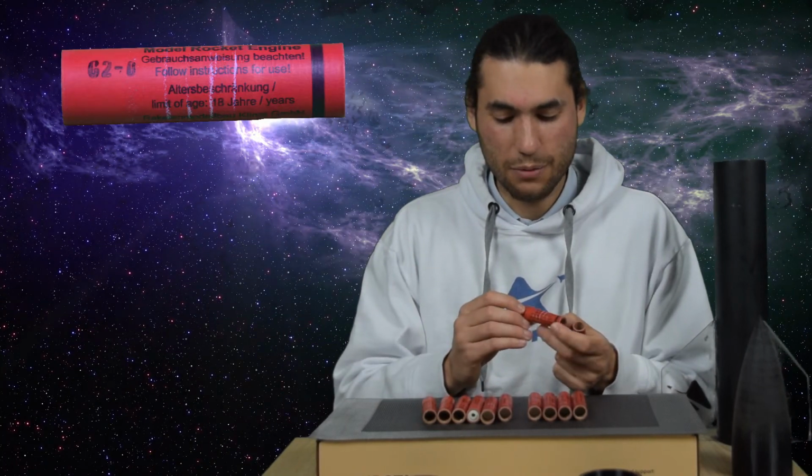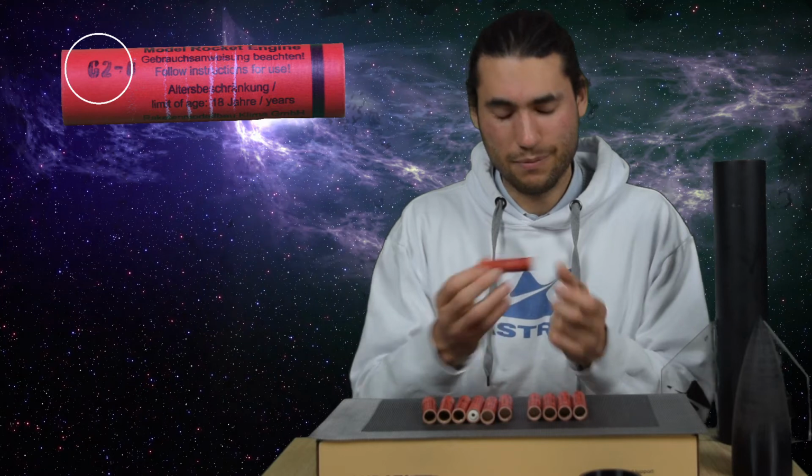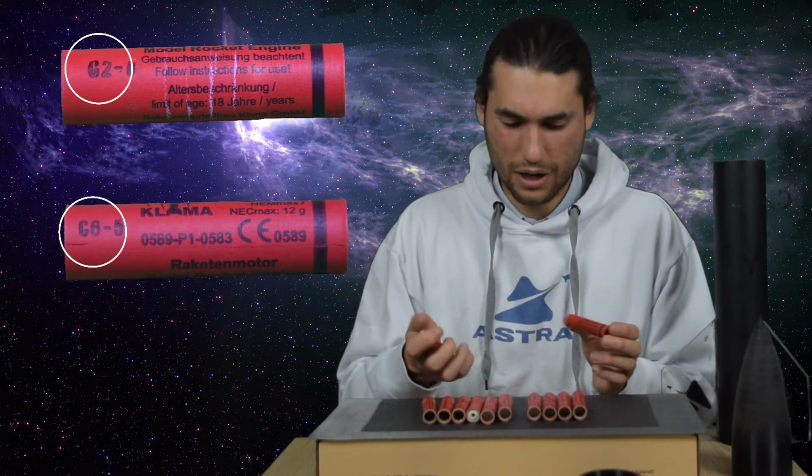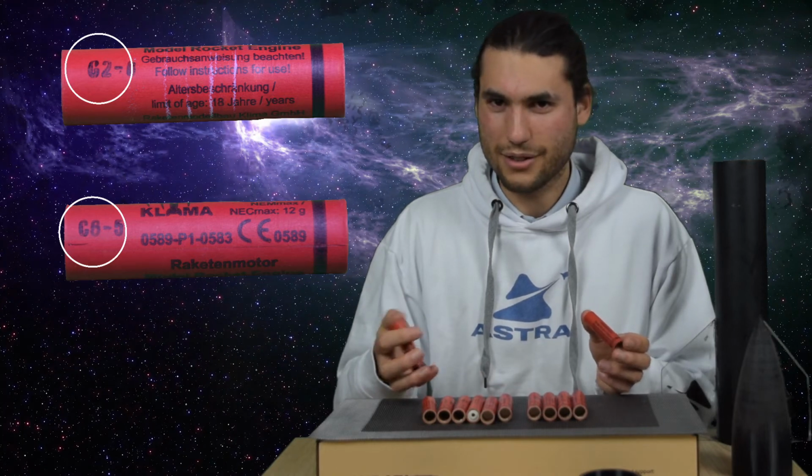So here we have a C2 motor and we have a C6 motor. So what does that mean? How can they have different thrusts if they have the same energy?